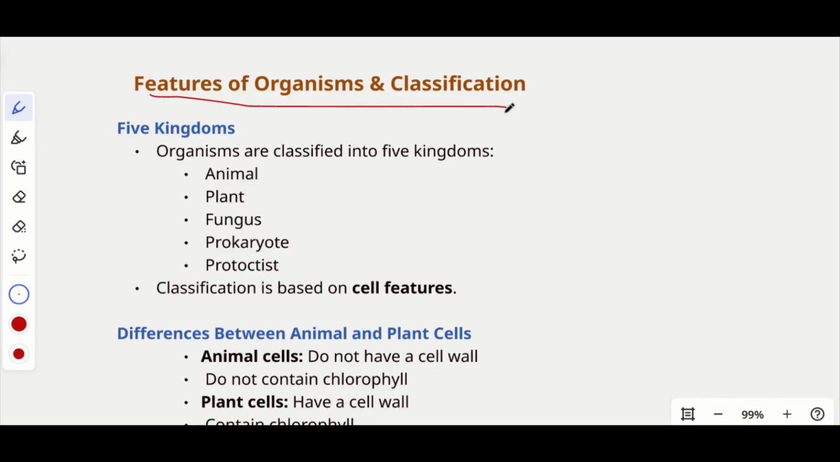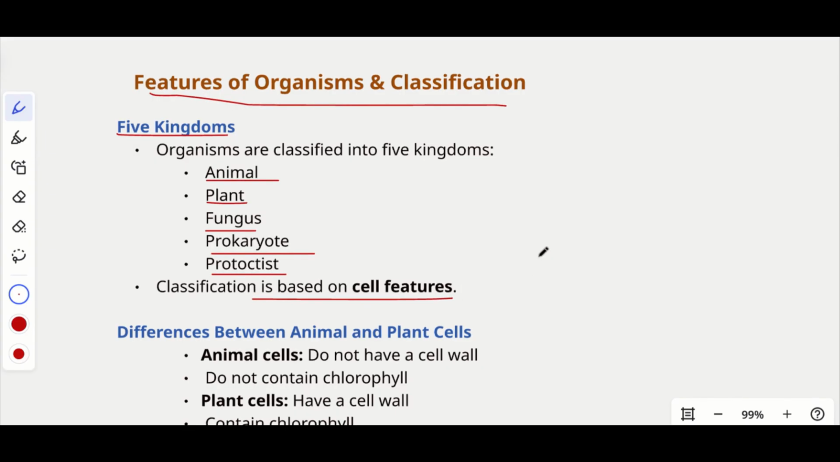So let's start with the five kingdoms. All living organisms are classified into five main kingdoms. There are animals, plants, fungi, prokaryotes, and protists. This classification is based on features of their cells.